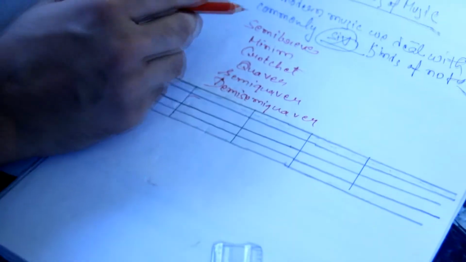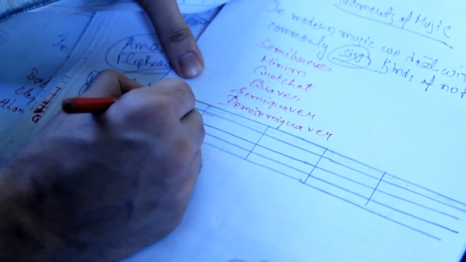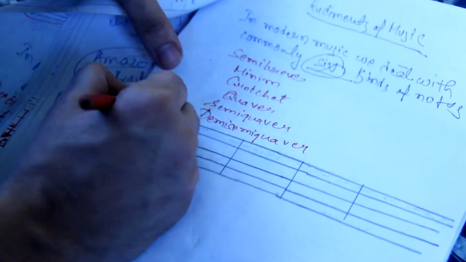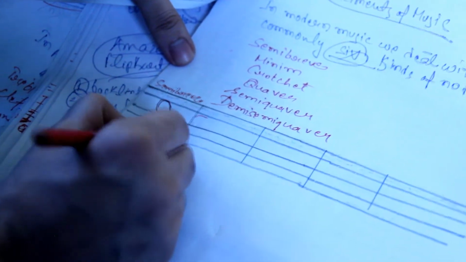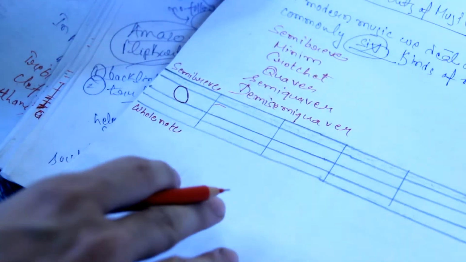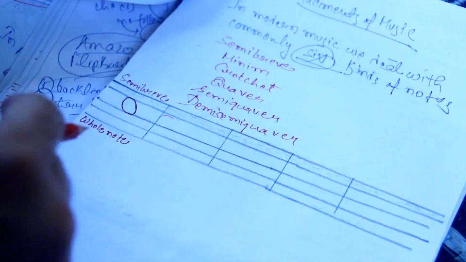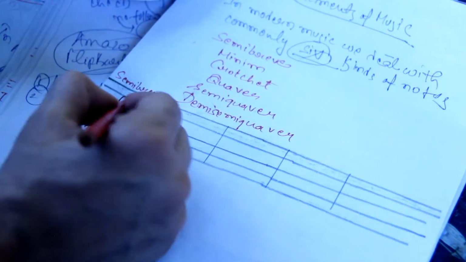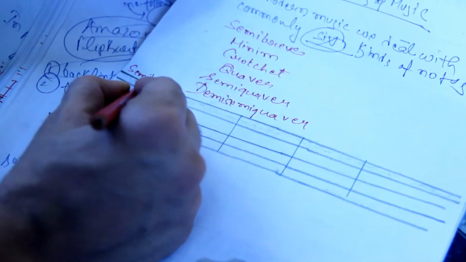Let me go by steps. Semibreve, it looks like this: a ball. So this is a semibreve. What is a semibreve? A semibreve is a whole note, a complete whole note. If there is a beat, say in 4/4 we have 1 2 3 4, 1 2 3 4, the semibreve gets the complete beat. So this is the whole note, semibreve.